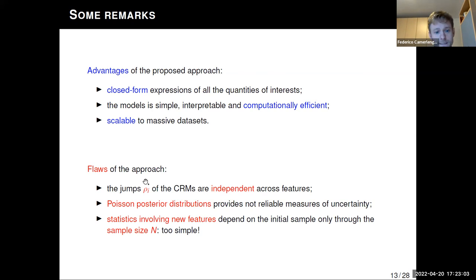First of all, the jumps of the completely random measures are independent across features. So the probability of observing a specific feature is independent of the other features. Then you typically get Poisson posterior distributions for your statistics of interest, as Lorenzo will also emphasize. And finally, the posterior distribution of all the statistics involving new features depends on the initial sample only through the sample size n. This is too simple, and we would like to introduce a new class of prior distributions in order to enrich the predictive structure. So this is the reason why we have introduced scaled process priors.